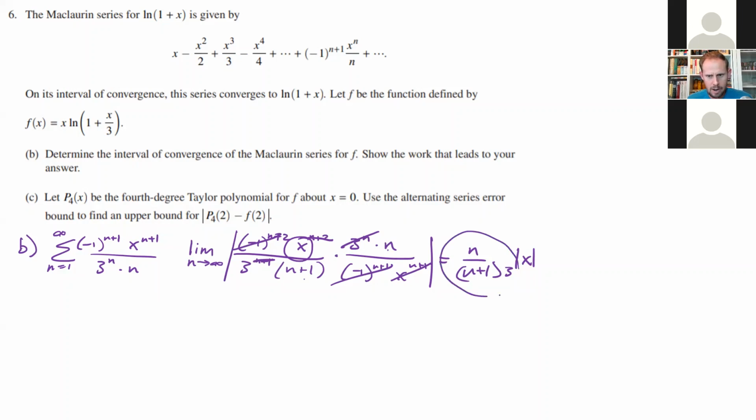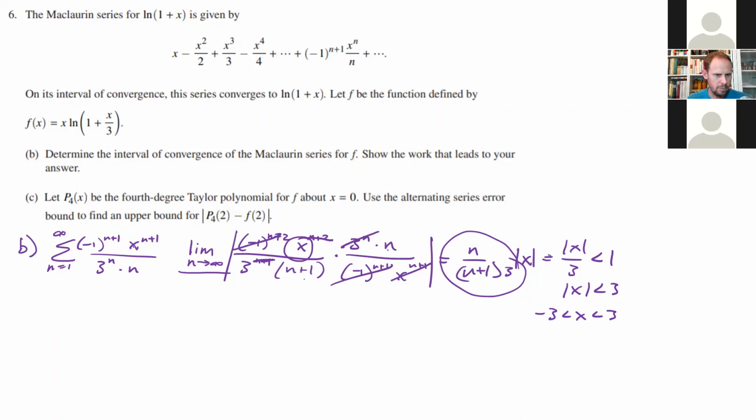This limit right here, as we go to infinity, is just going to be a 3 on the bottom and a 1 on the top. So it's going to be 1/3. So it's going to be the absolute value of x over 3. We need that to be less than 1 for it to converge. All right, so we move the 3 up. We get the absolute value of x is less than 3, or -3 is less than x is less than 3. Now we need to check those two endpoints to see if it does converge at -3 and 3.